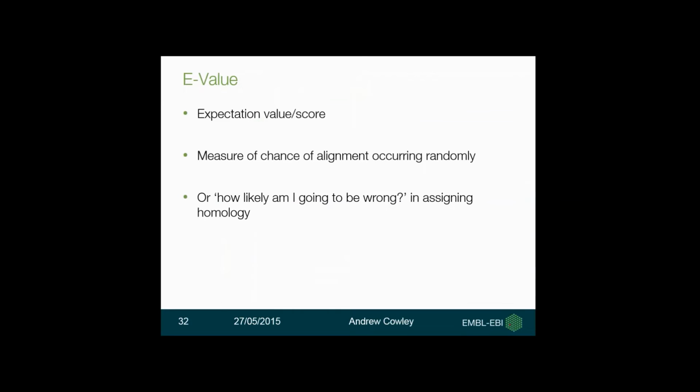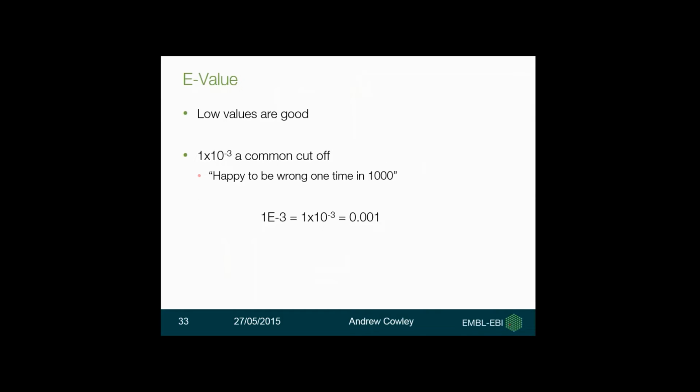So what is this E-value? Well, it stands for expectation value or expectation score. And it's a measure of the chance of that alignment occurring randomly. Or another way of putting it is, how likely am I going to be wrong in assigning homology as a result of that hit? And remember, that was what we were trying to do in the first place. So low values are good. We want to be wrong less often. We want to have a low chance of being wrong.